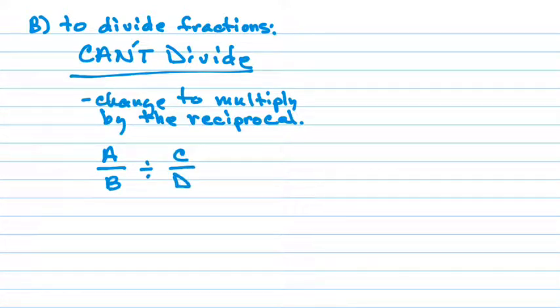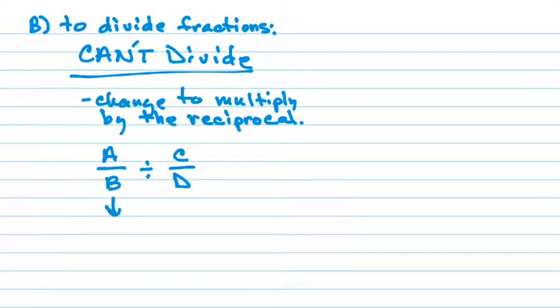I'm just using letters instead of numbers. What operation do I have indicated there? Division with what kind of numbers? Fractions. What do you know about dividing fractions? You can't. So what I have to do is change it to multiply. Listen to this part. Multiply by the reciprocal. So the multiply comes first. The reciprocal comes second.